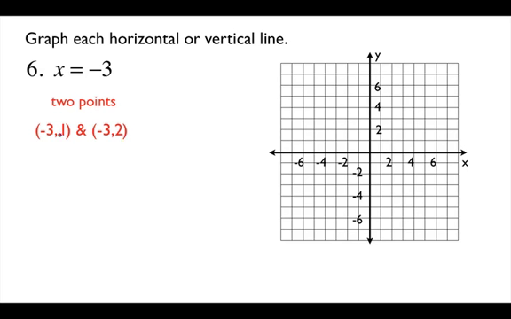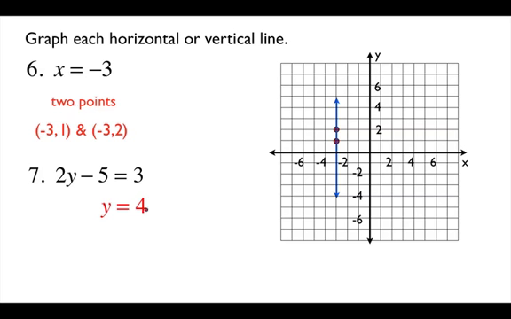So once I have these 2 points, I go ahead and graph them. Here's (-3, 1). Here's (-3, 2). Once I have the 2 points, I connect them with a line. And guess what? This is a vertical line. For number 7, what you need to do is basically solve for y. I'm going to let you do the algebra there, but you end up with y is equal to 4. You can use a similar process to number 6.